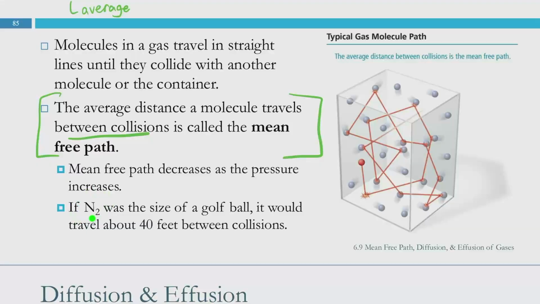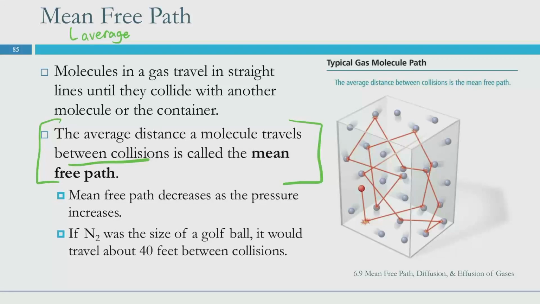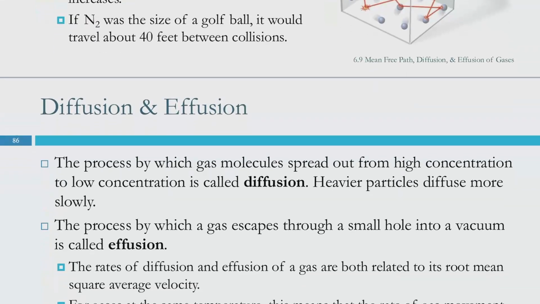If nitrogen molecules were the size of a golf ball, then it would travel about 40 feet between collisions, which is maybe like the length of the room. I think the length of the room is a little bit longer than that. So it's a relatively long distance. And I don't think that we calculate mean free path, but it is something that can be calculated, which again, I think is like wild. You can look up the formula if you're interested in calculating mean free path. But that's just the general idea.